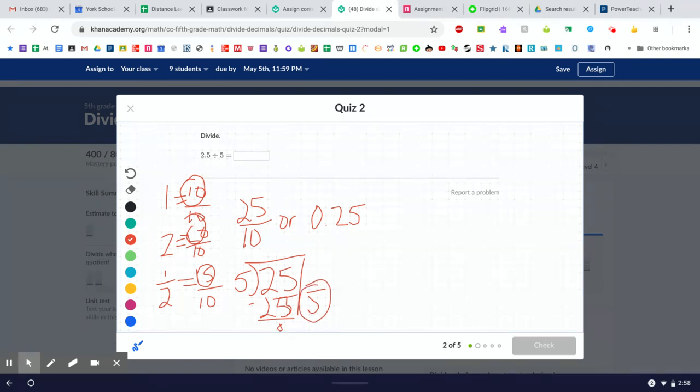Is it though? 5 equal groups of 5/10. Well, how much is in each group though? That's the question. How much is in each group? I think there's 5/10. Here's another way to think of it. Check this out.